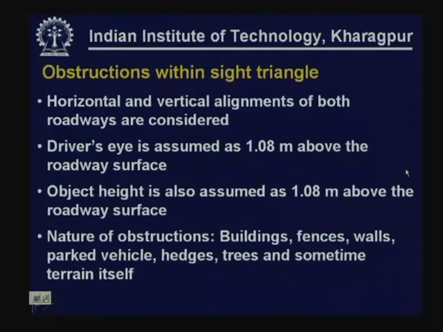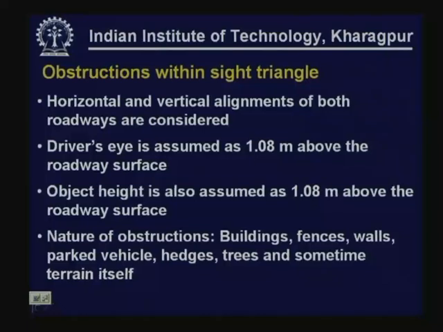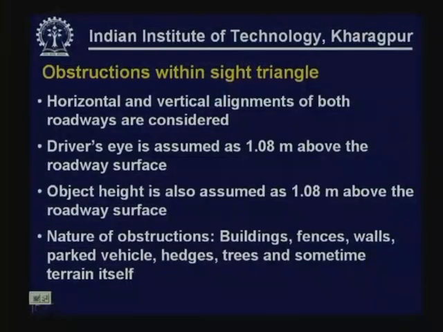Now, obstructions within side triangle. We know that side triangles should be free from all types of obstruction for safe and efficient movement of traffic in the intersection area. While looking at the obstructions within the side triangle, one must consider both horizontal and vertical alignments of both roadways, because the line of sight might be blocked due to all these factors.